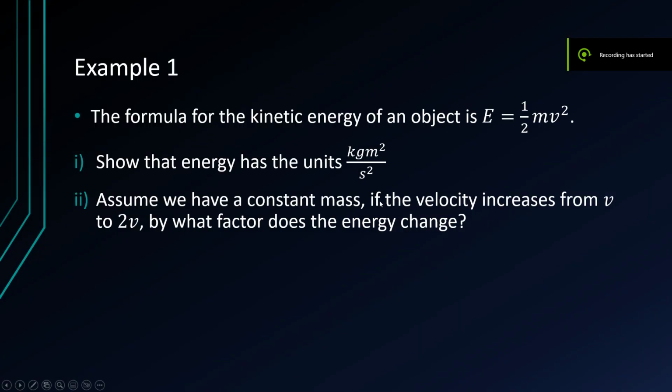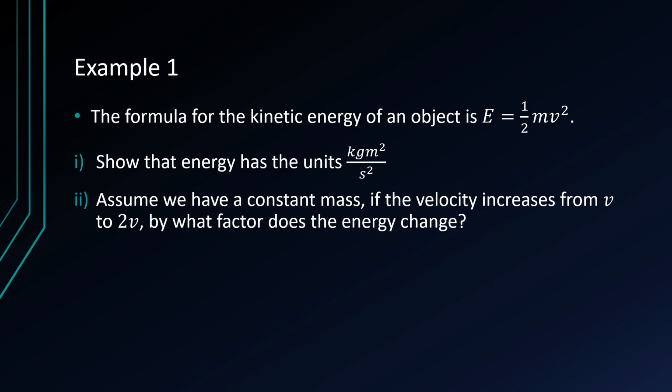So here's the first example of using proportionality. The formula for the kinetic energy of an object is E equals 1/2 mv squared. We're first told to show that energy has units kilograms meter squared per second squared, and then we have a second question on proportionality. Assume we have a constant mass. If the velocity increases from v to 2v, by what factor does the energy change?